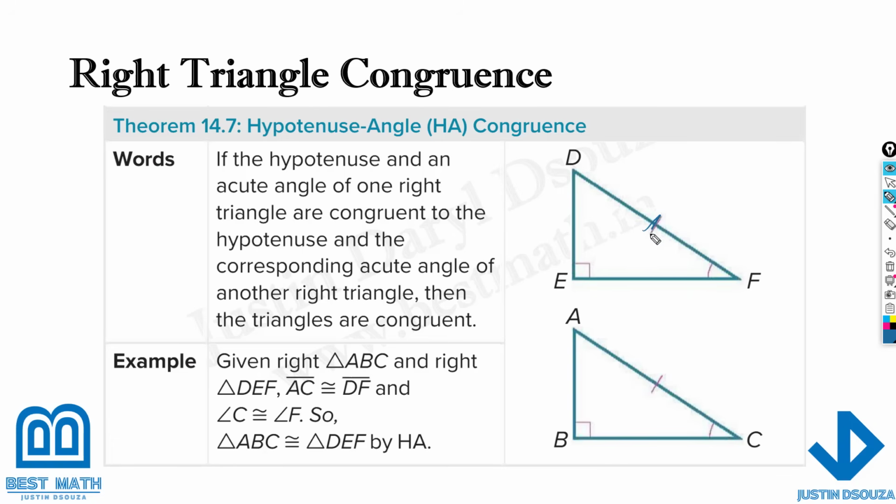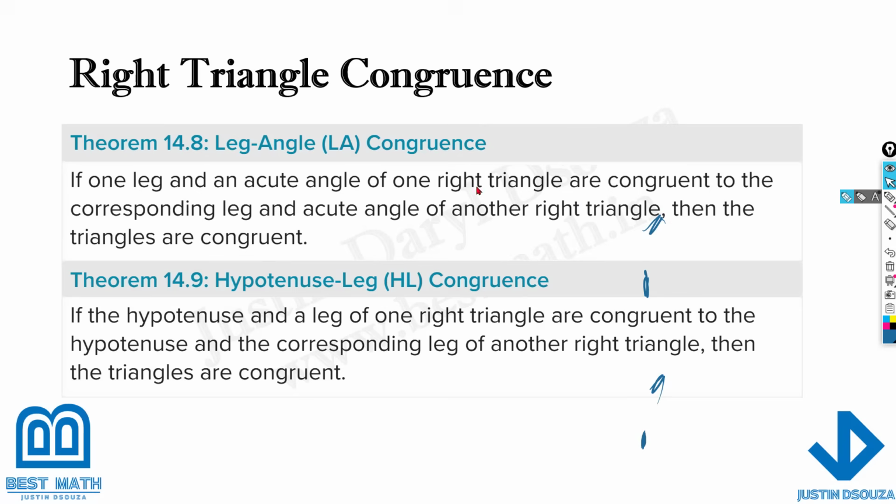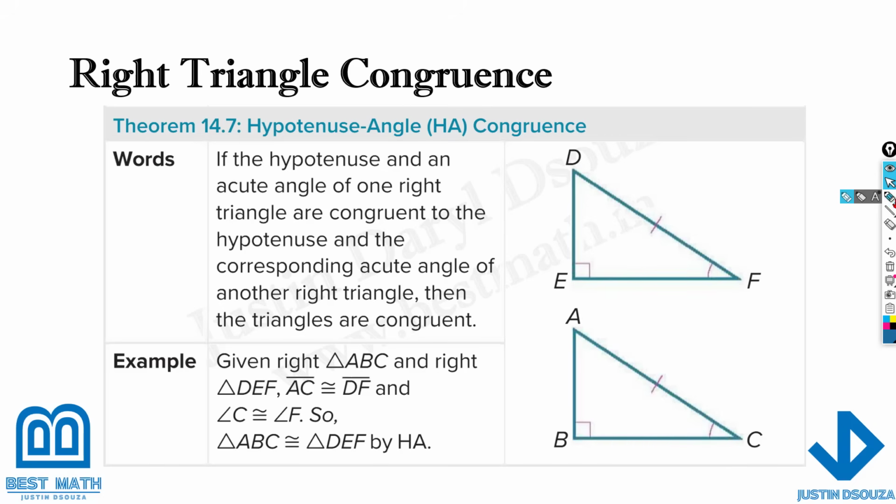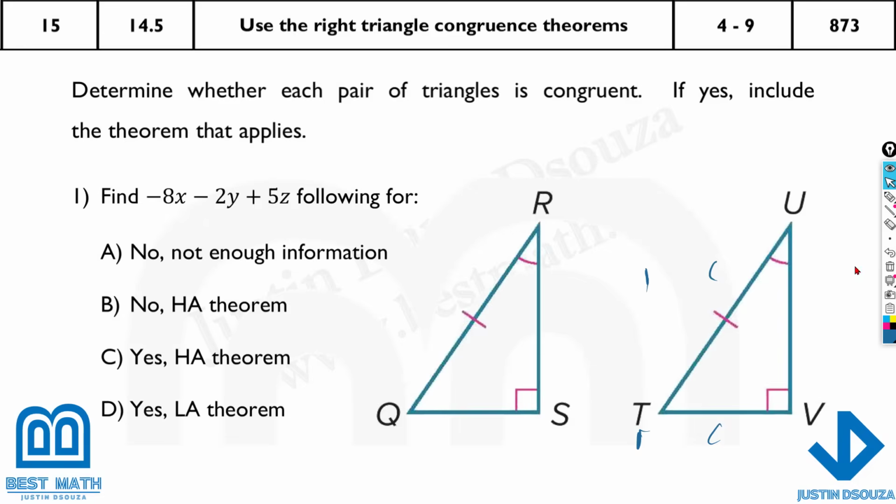HL, hypotenuse and one of the legs, then they're congruent. That is also a right triangle congruence property. And we had what? Leg and angle. So if you know one leg is congruent for sure, and one angle is congruent for sure, then those two triangles are again congruent. So these are the properties. Let's look into the problems.